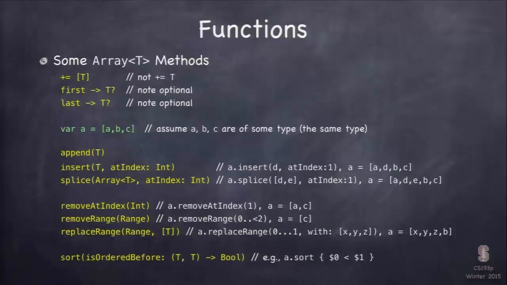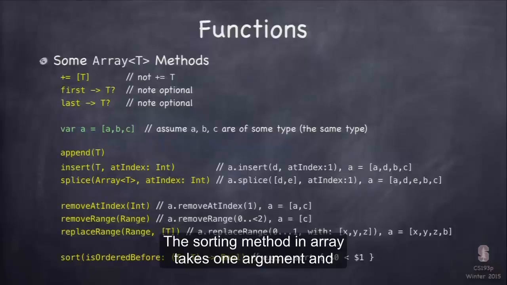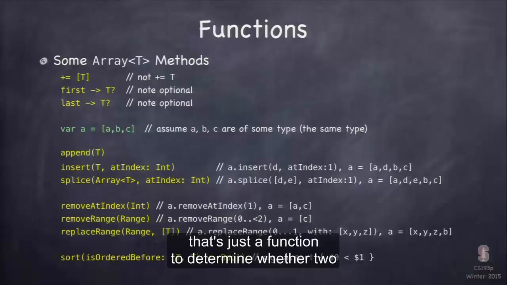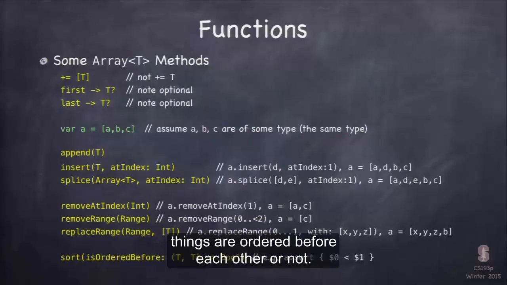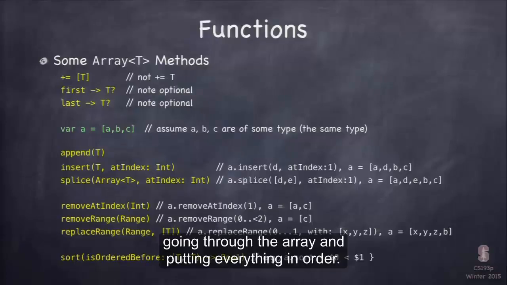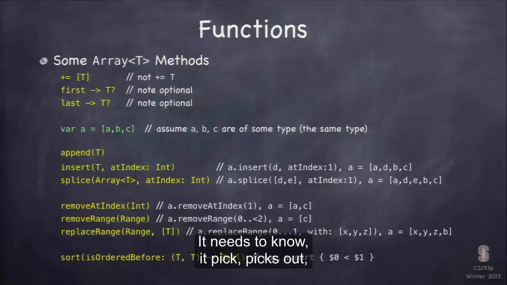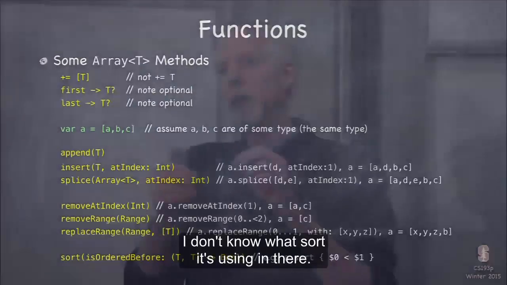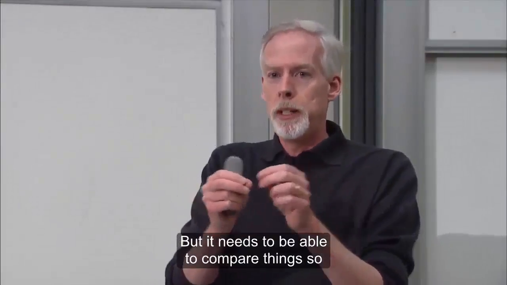There's also sorting. You can sort an array. This sorting method in array takes 1 argument, and that's just a function to determine whether 2 things are ordered before each other or not. Okay, so it's going through the array and putting everything in order. It picks out whatever sort it's using, quick sort, or I don't know what sort it's using in there, but it needs to be able to compare things.